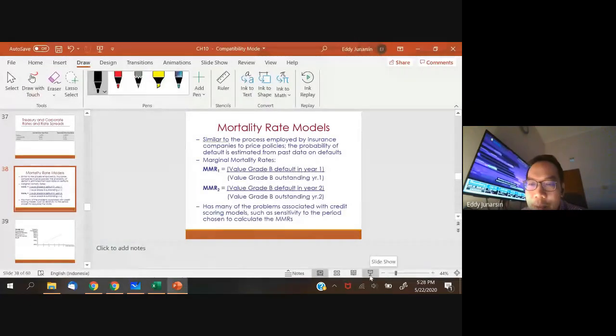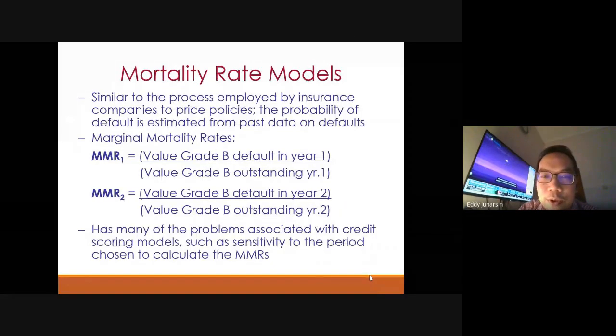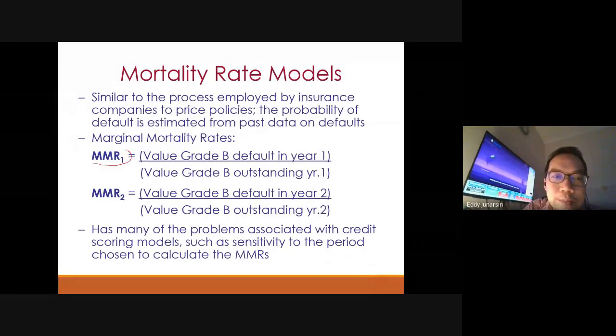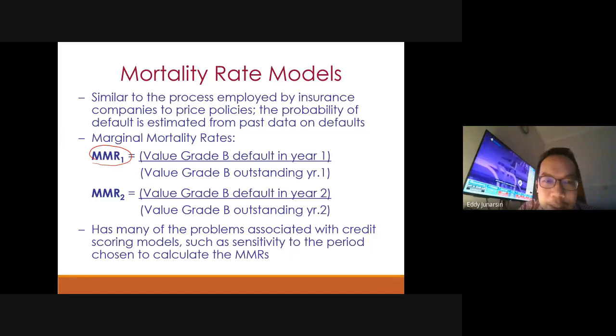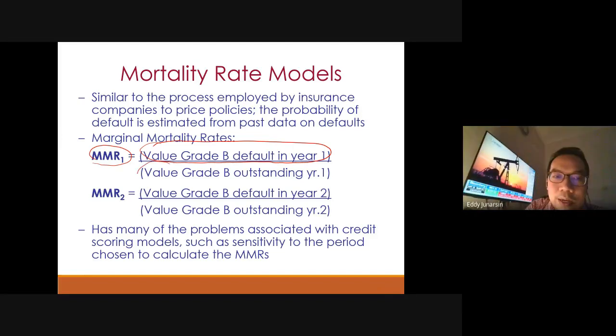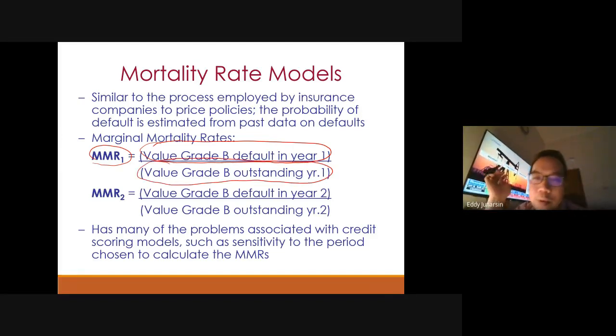So mortality rate models, this is quite straightforward. For example, this one, the marginal mortality rate for 1 year. The value of defaulting grade B bond divided by the value of the whole grade B bond. So we want to know the proportion of grade B bond that actually defaults in 1 year, right?